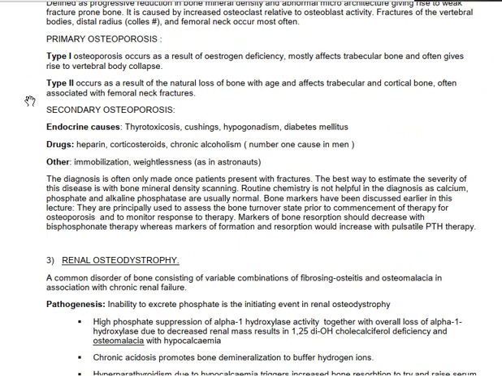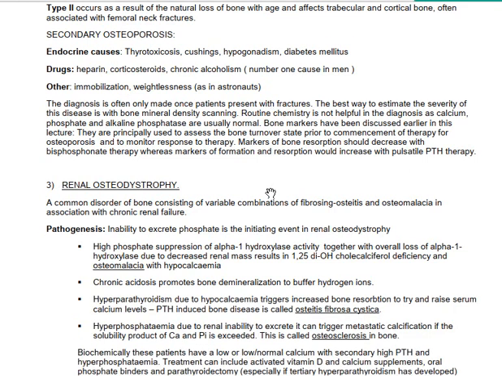Now secondary osteoporosis is the next one. In secondary osteoporosis, you have endocrine causes such as thyroid toxicosis, Cushing syndrome, hypogonadism, and diabetes mellitus. Drugs such as heparin, corticosteroids, and chronic alcoholism can result in secondary osteoporosis. Immobilization and weightlessness can also result in secondary osteoporosis.